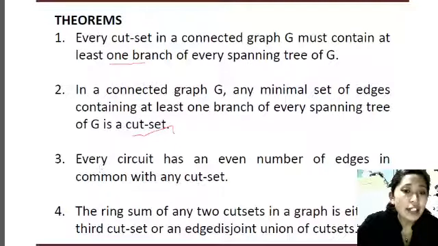Now every circuit has to have an even number of edges in common with any cut set. And the last one says that if we perform the ring sum operation on any two cut sets, then either we will get a third cut set or we will get an edge-disjoint union of cut sets. That means our resultant set will not have any edges in common.